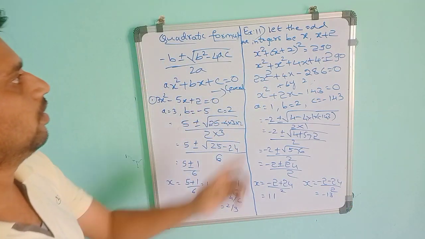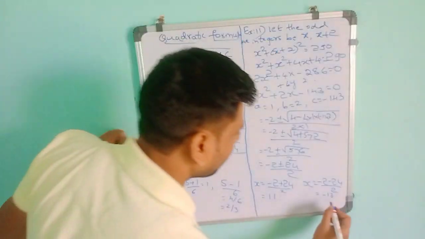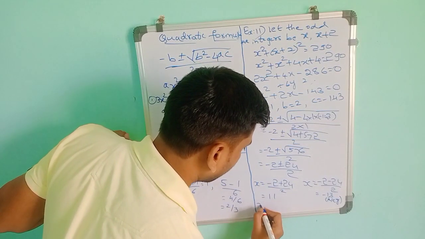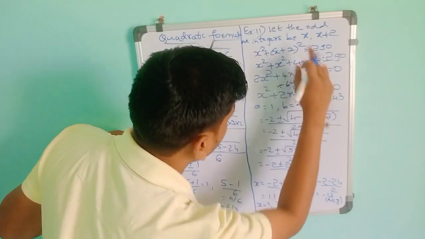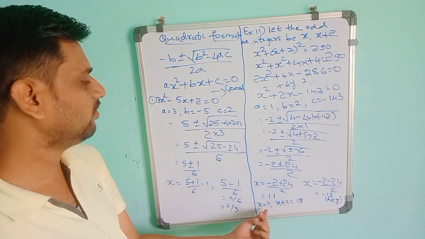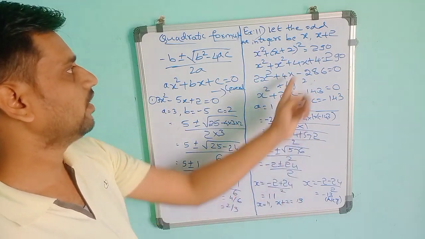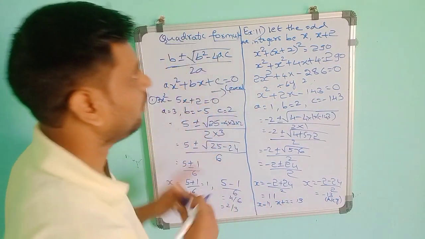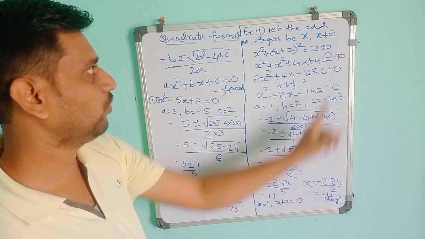But the question says odd positive integers, and this is a negative integer, so you can't take this value. It is rejected. Then you get x equal to 11. So x is 11 and x plus 2 is 13. If you do the squares, 11 square plus 13 square gives 290. So the odd integers will be x and x plus 2: x is 11 and x plus 2 is 13.